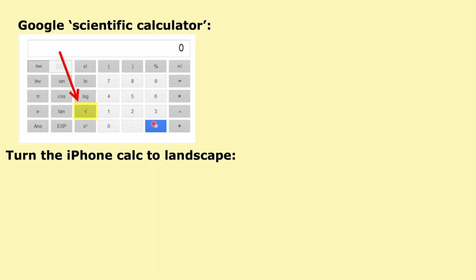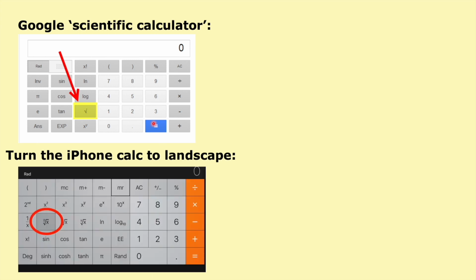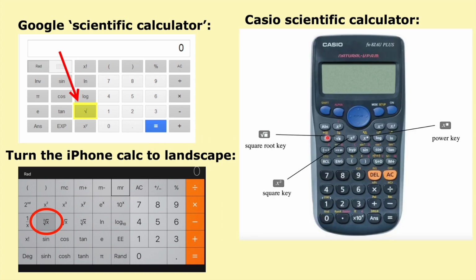Or if you've got an iPhone, if you turn it to landscape, your calculator turns to landscape, you'll get a scientific calculator, and this is a square root symbol that you're after. Or if you've got a physical scientific calculator, this is the Casio one, this is your square root sign that you'd be looking for. So you'd click that, click what number you're trying to find the square root of, and then hit equals.